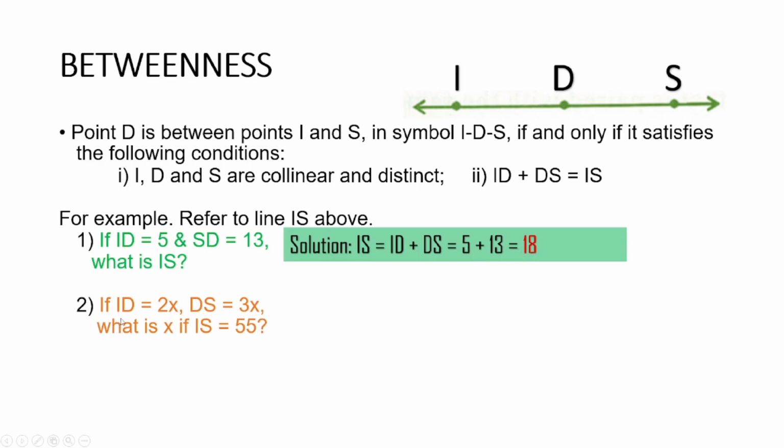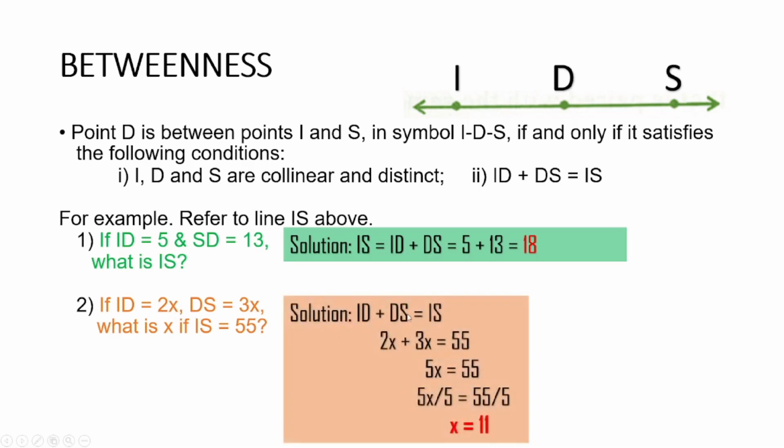Now answering the second question, with variables, we just use the same idea. The question here is what is x if IS is 55, given that ID is 2x and DS is 3x. Again, we will just use the formula that ID plus DS is just the whole segment IS. So 2x, that's ID, plus 3x, being the DS according to the given, is equal to 55. 55 there is given as IS. So 2x plus 3x, that's 5x, equals 55.